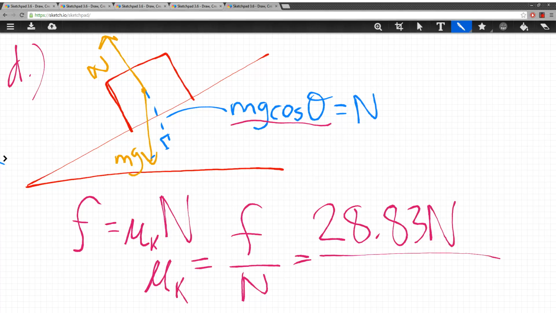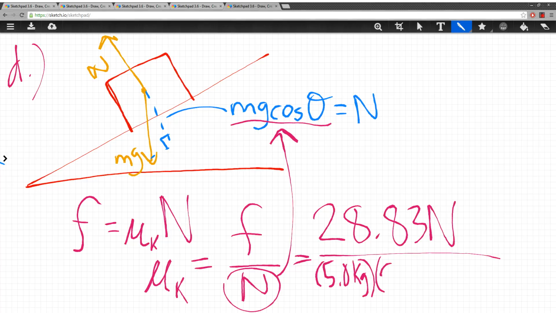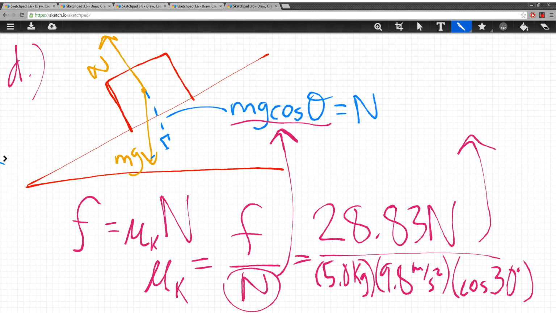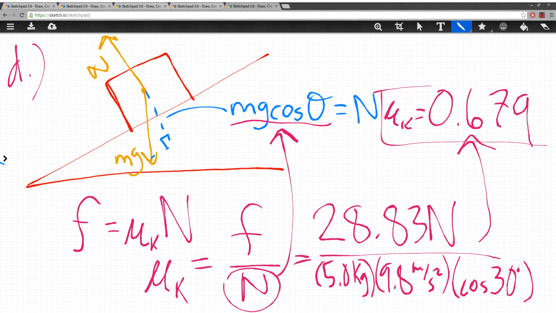And then on the bottom, this normal force is equal to mg cosine theta, so that's 5 kilograms times 9.8 meters per second squared times cosine of 30 degrees. And this should equal 0.679, and that's your coefficient of kinetic friction. And that's it.